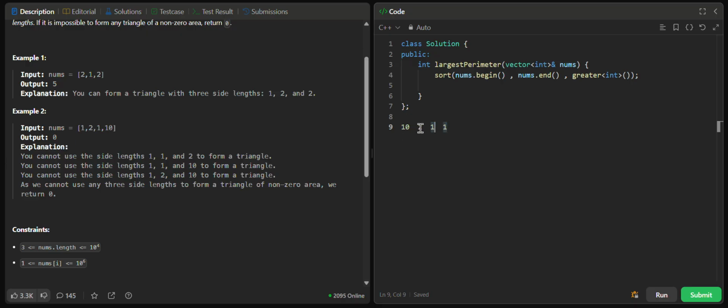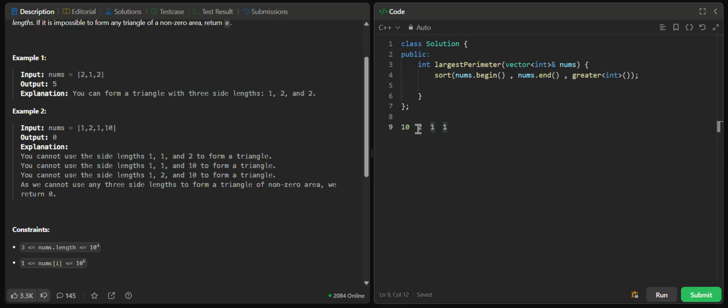Because this will be the maximum perimeter, right? Because the sides which we are choosing are the maximum, right? So as the perimeter is simply the sum of sides, the perimeter will be maximum. And if the sides are not making a correct triangle, then we will slide this window.